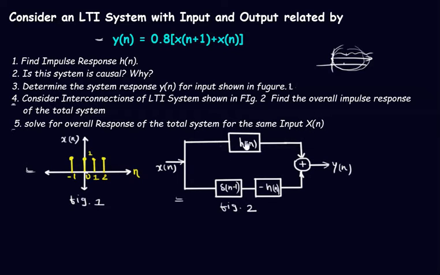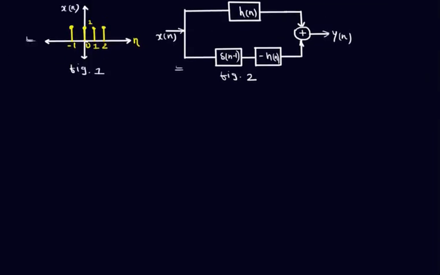Means we have to consider this particular system, and we will have to find the convolution of x of n with this particular configuration. Okay, so let us discuss all the questions one by one and we will complete our session smoothly. So the first point is to find the impulse response, means we have to find h of n.